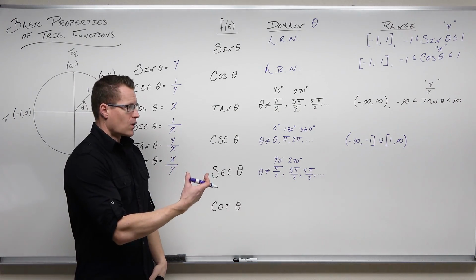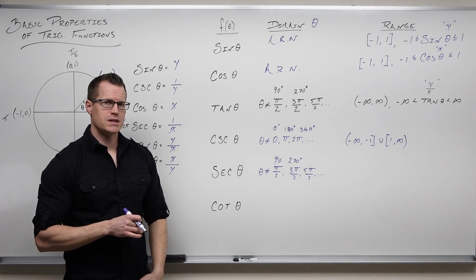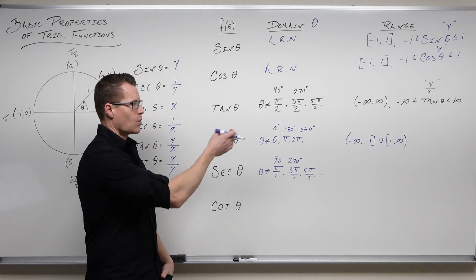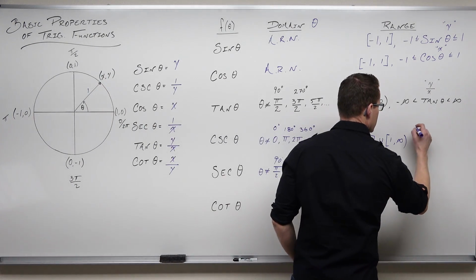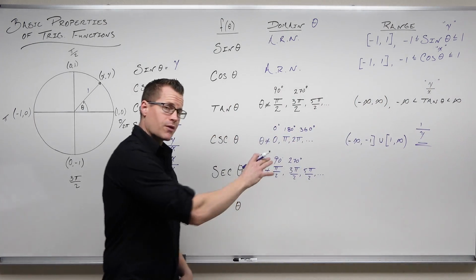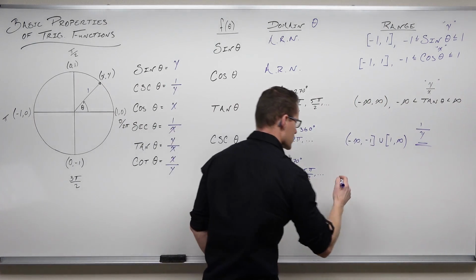Now, our range is going to be the same as for cosecant, but remember we're talking about a different output. This is 1 over y. And this is 1 over x. So we're talking about x values.